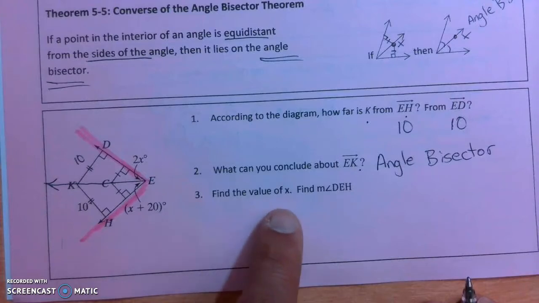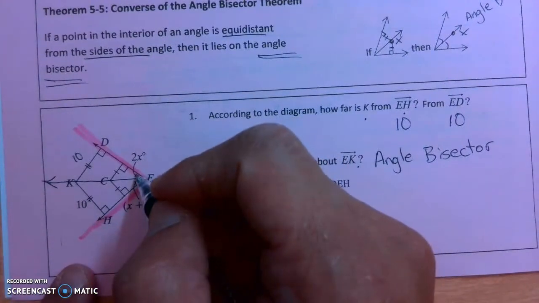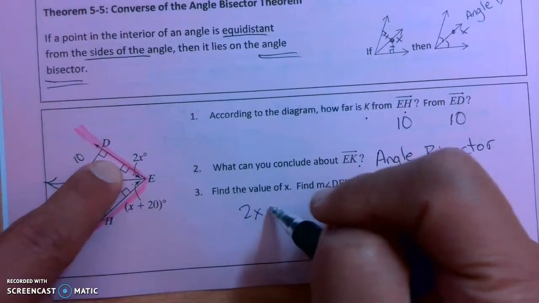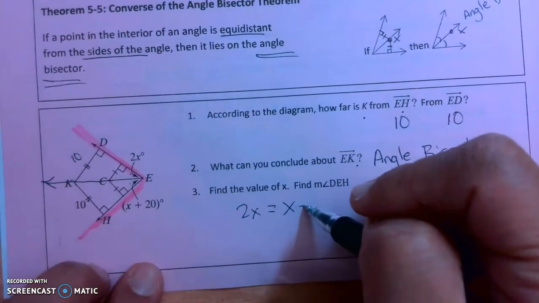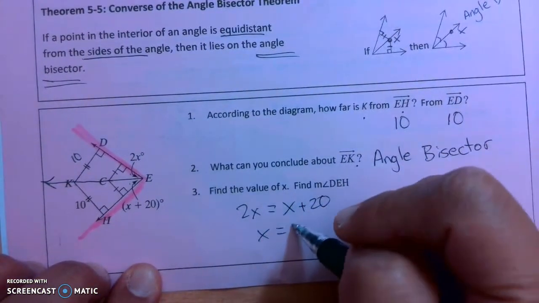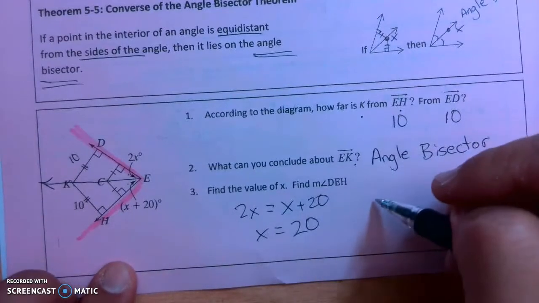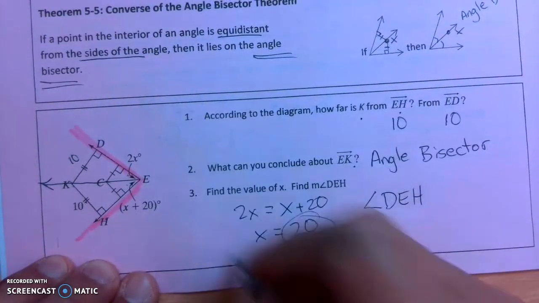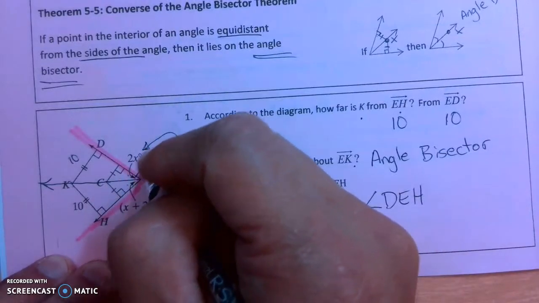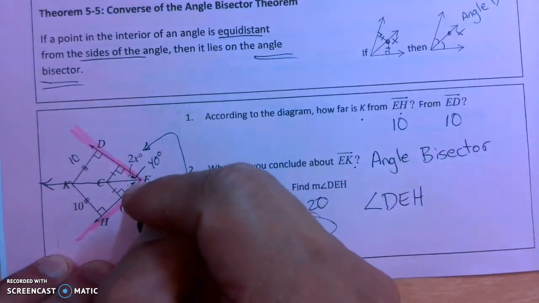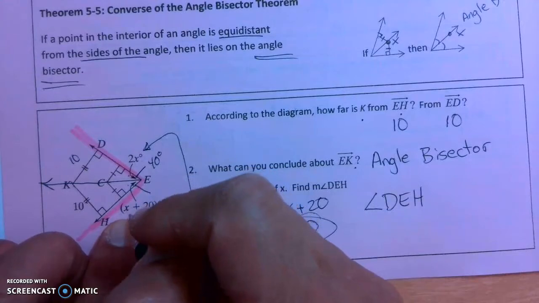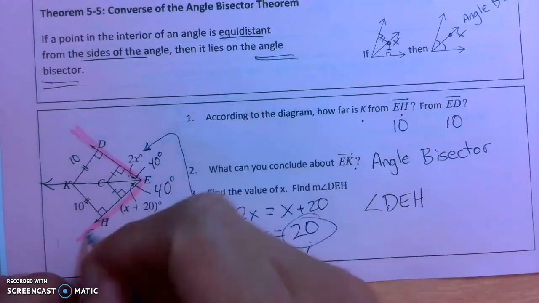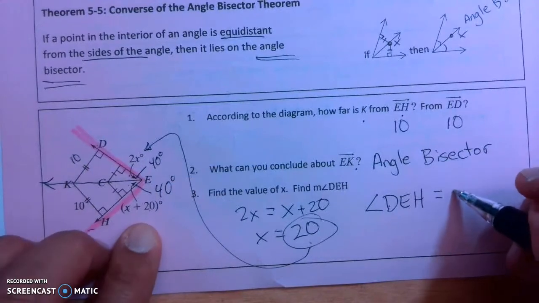Then it says find the value of X. Where's X? So we just said it's the angle bisector, so this top portion is equal to the bottom portion. So I can say 2X is equal to the bottom portion, X plus 20. Looks like X is going to equal 20 there. Then they want us to figure out the angle of DEH. Well, if I put a 20 here, this top part is 40 degrees. And then if I put a 20 where X is, again, 20 plus 20 is 40. So together, DEH is 40 plus 40, 80 degrees.